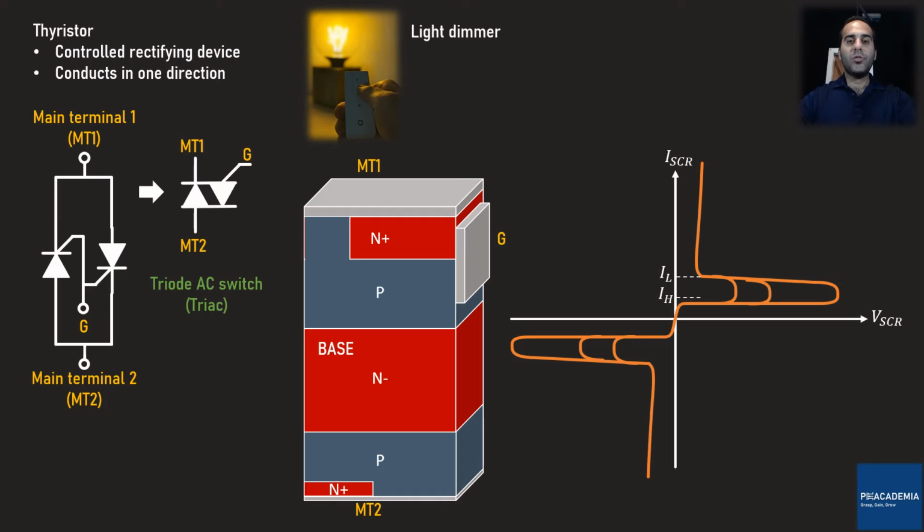Similar to a thyristor, when the triac is triggered, it does not stop conducting unless the current passing through the device becomes smaller than the holding current.